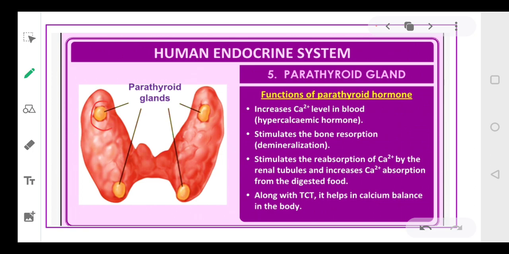Just look now in this picture, it is clearer. As you can see, 4 lobes are there, 2 on the left, 2 on the right. Now this particular hormone helps in the absorption of calcium ions. This parathyroid hormone increases the amount of calcium ions in the blood. Okay, so the calcium ion level in the blood increases. Now because of this, the bones will absorb lots of calcium.